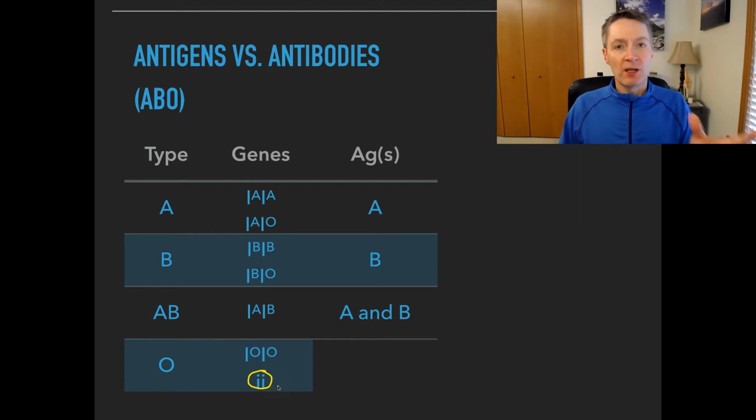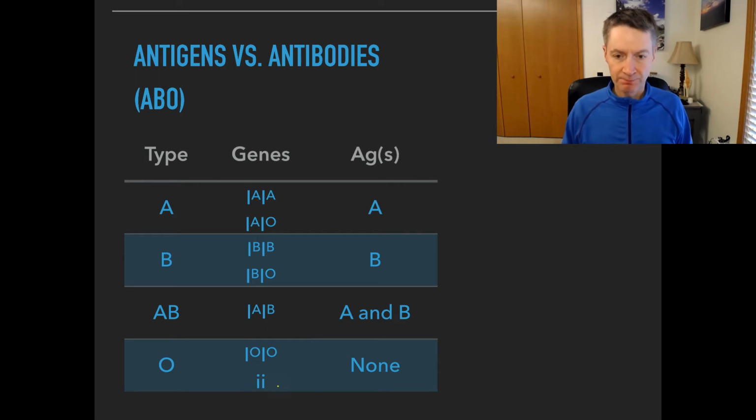But these two genes paired up together, giving you no antigen from either gene, would mean you have none. You don't have any of them when it comes to A's and B's. Okay? Now, the rule of thumb is when we talk about the antibodies you possess, if you're type A, well, it's always the opposite. Okay? You have antibodies to the opposite antigens.